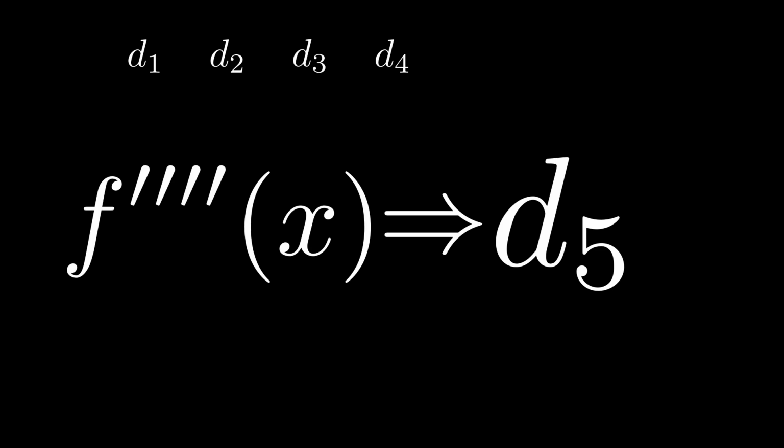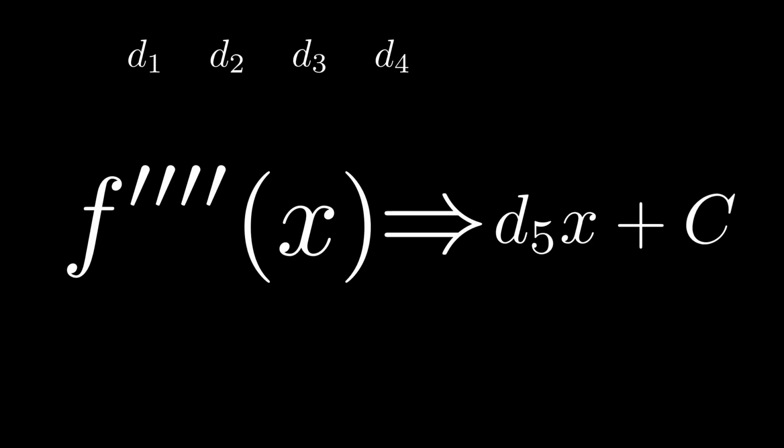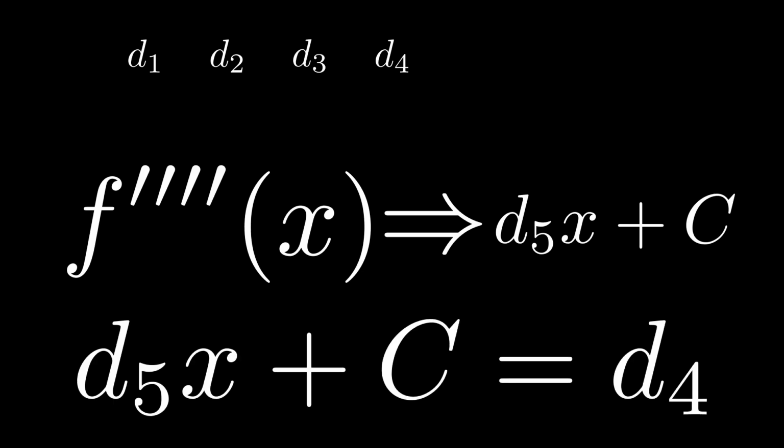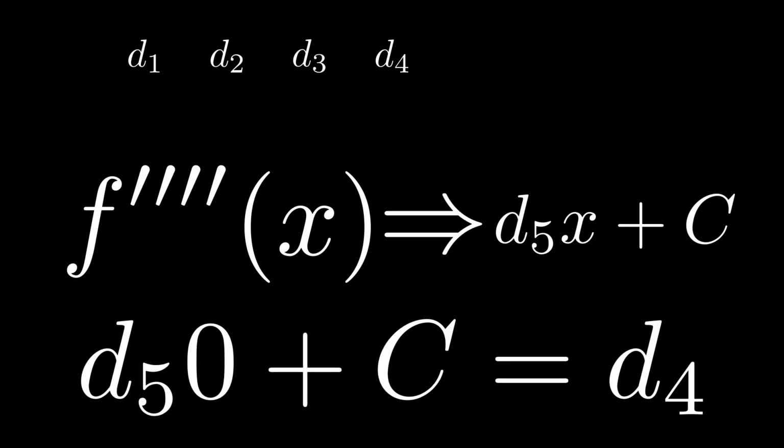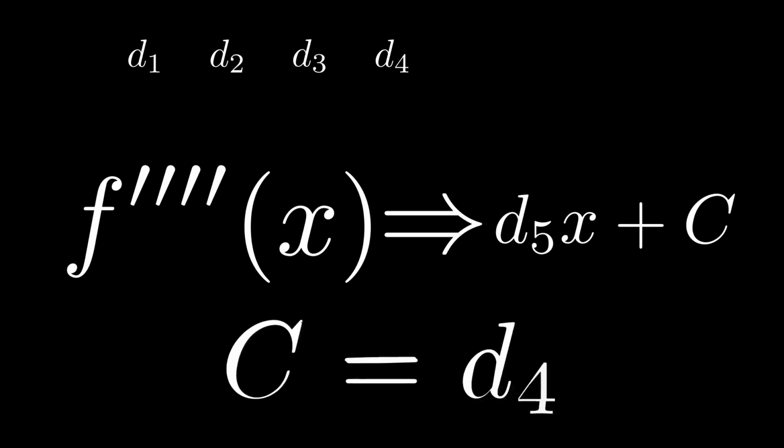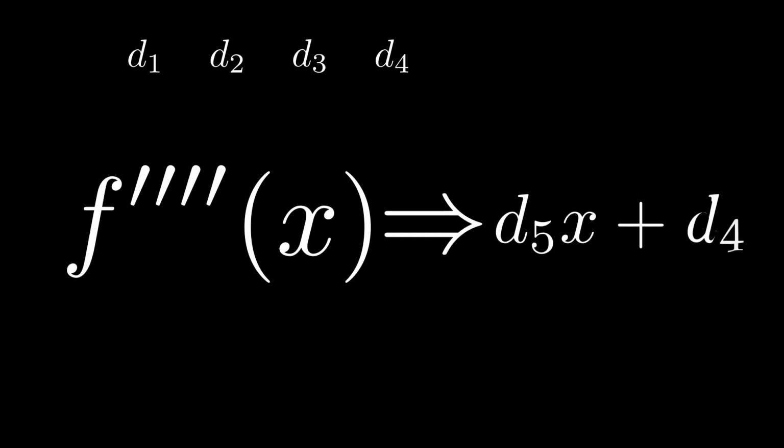But what about the right side? Well, on the right, following the rules of integration, we'll get d5 x plus c. But since we do know all the derivatives evaluated at 0, we also know that this equals d4. And the real kicker comes in the fact that since we evaluate this at 0, we can make our own little side equation like this. d5 x plus c equals d4 with x equals 0. Or in other words, c equals d4. So the 4th derivative at 0 will be d5 x plus d4.